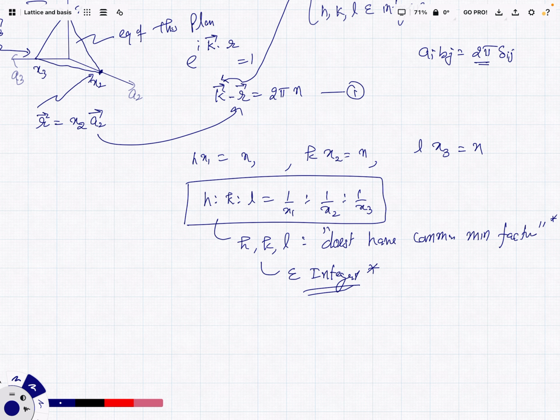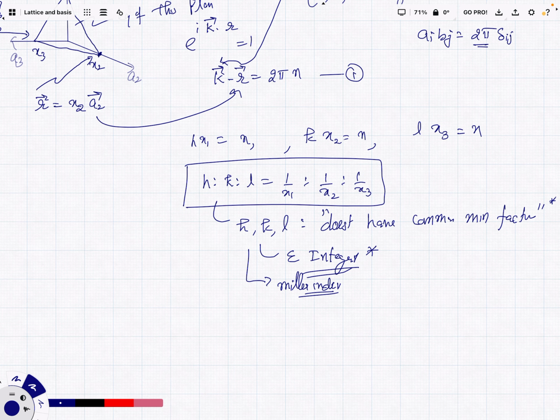And this HKL is called the Miller indices. This is the regular Miller, not the beer. There is a beer called Miller. Okay, so this is the Miller guy. So this is the Miller indices.